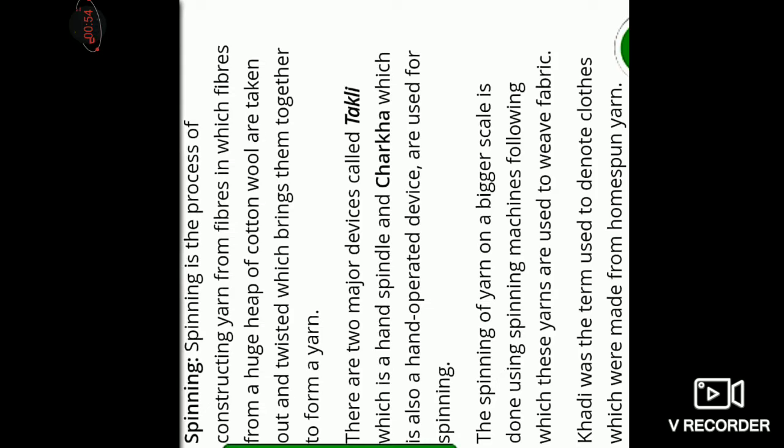Firstly, fiber to yarn, yarn to fabric. There are three conditions. So here, yarn is constructed by fibers. Which fibers? From a huge heap of cotton, a big bundle of cotton is taken out and twisted, which brings them together to form a yarn.